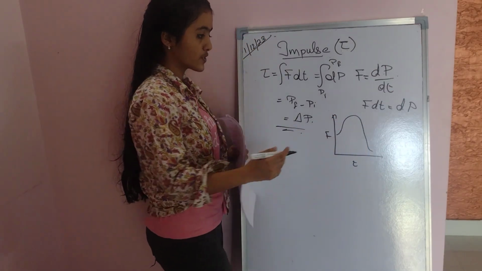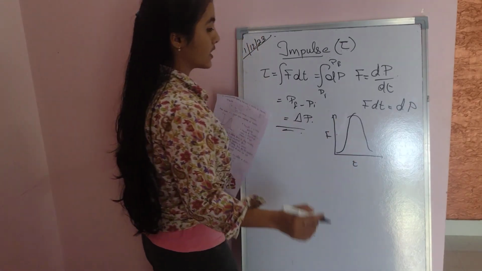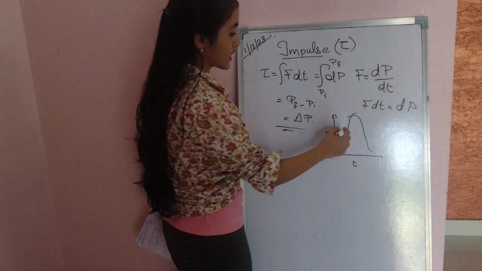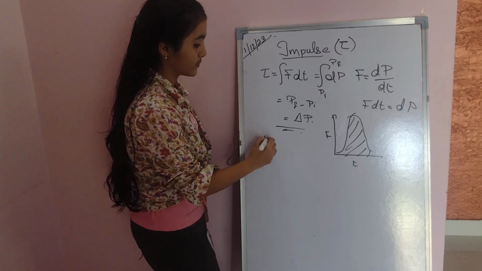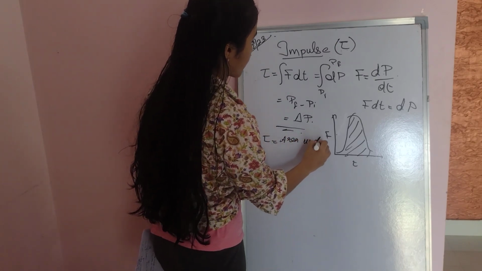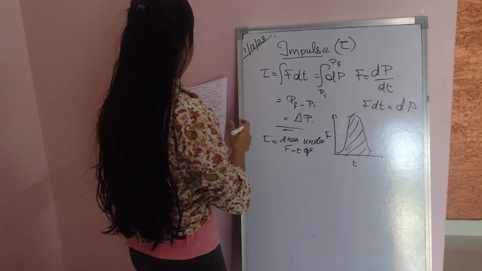if we are given a force time graph, suppose like this, then we can calculate impulse. Impulse is the area under the graph. Impulse is the area under the force time graph.